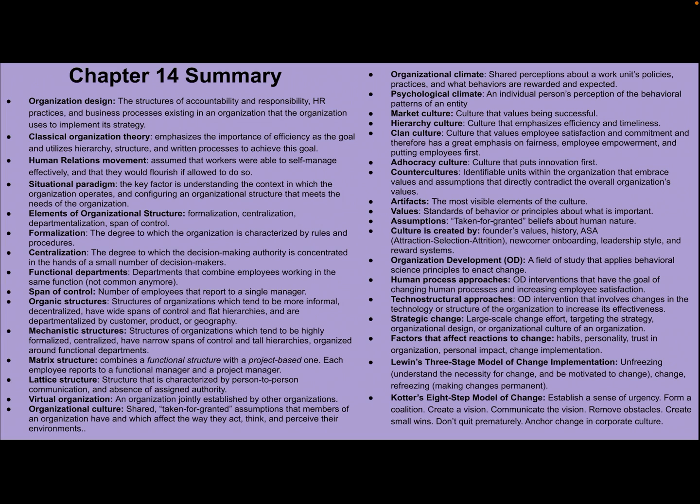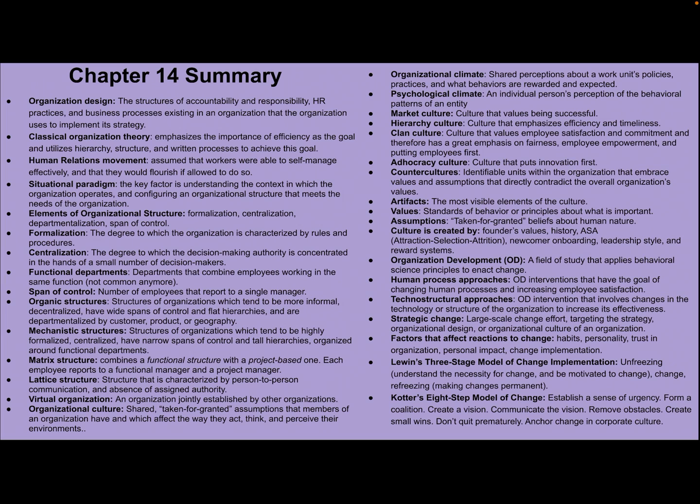Organization development is a field of study that applies behavioral science principles to enact change in organizations. These changes can be human process approaches, where the interventions have the goal of changing the actual human processes and increasing employee satisfaction. Technostructural approaches, which involve changes in the technology or structure of the organization to increase its effectiveness. Or strategic change, which is a large-scale effort targeting the strategy, organizational design, or organizational culture.